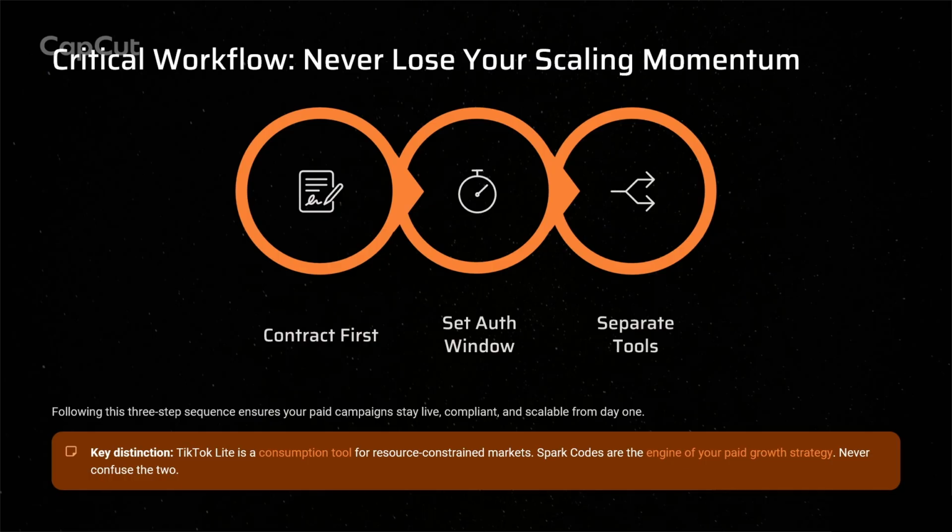Key distinction: TikTok Lite is a consumption tool for resource-constrained markets. Spark Codes are the engine of your paid growth strategy. Never confuse the two.